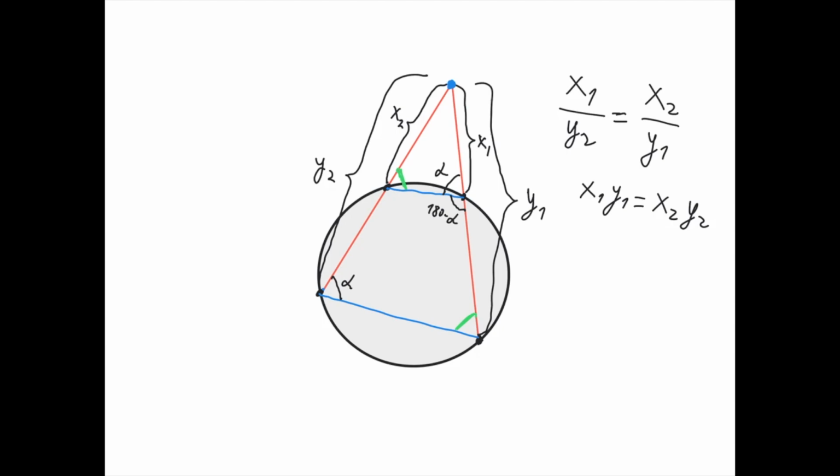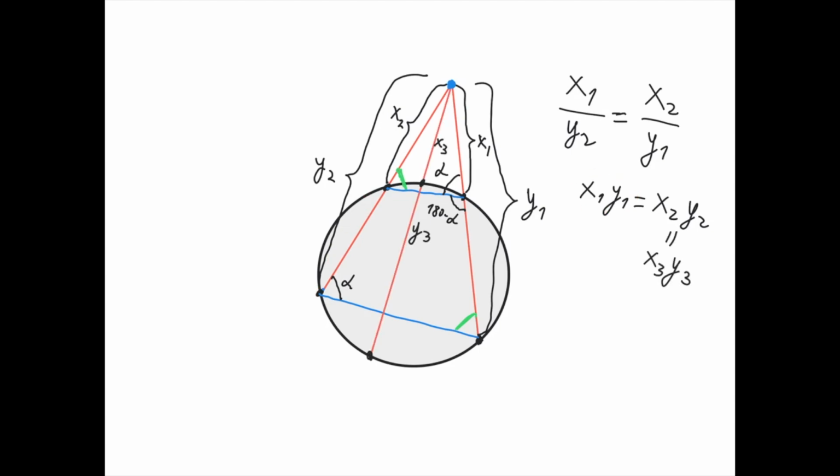And let's see how this looks on the picture. x1 times y1 equals x2 times y2. And there were no restrictions on the choice of these two lines as long as they passed through this point and intersected the circle at 2 points. So if we got a different line here, it would also satisfy that, for example, x3 times y3 equals this x1 times y1 equals x2 times y2.